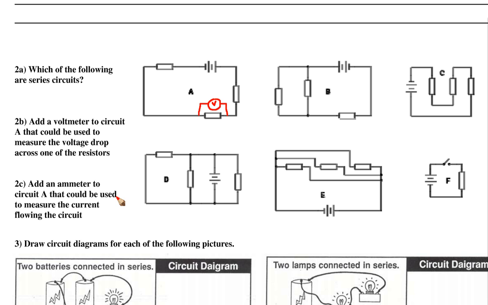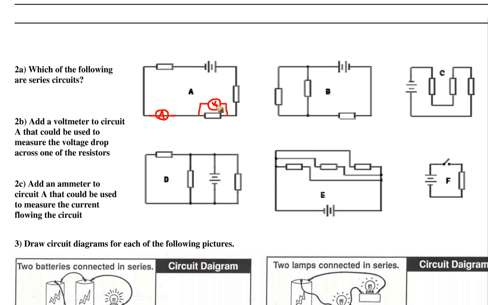So 2C, add an ammeter to circuit A that could be used to measure the current flowing through the circuit. So I'm just going to put it over here. Essentially, an ammeter just goes within the circuit because it measures how quickly the electrons are flowing through. So an ammeter, I often say ammeters have arms because they go within the circuit, and essentially they just measure how quickly the electrons are flowing through. So how many packets of electrons flow through each second.